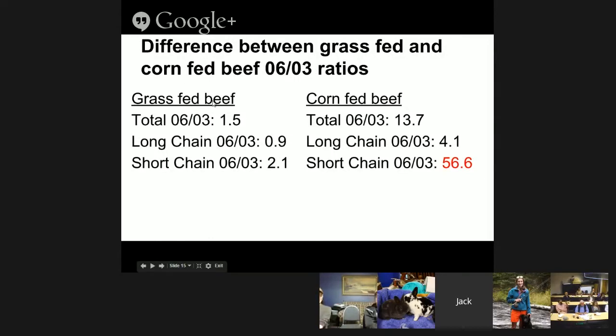The difference between grass-fed and corn-fed beef omega-6, omega-3 ratios: the total omega-6 to omega-3 was 1.5, and of the corn-fed beef, the total was 13.7. The grass-fed beef long chain was 0.9, and corn-fed was 4.1. The short chain of the grass-fed beef was 2.1, and corn-fed beef was about 28 times higher, which was 56.6.